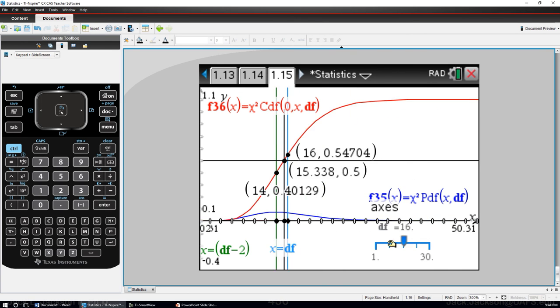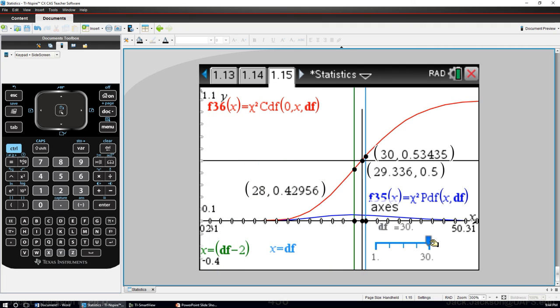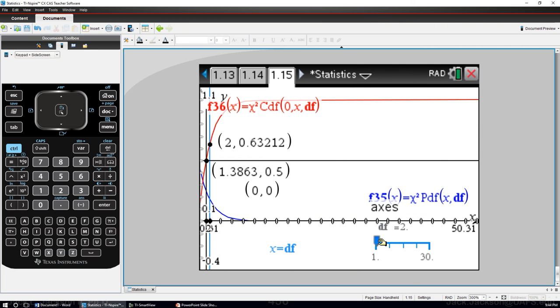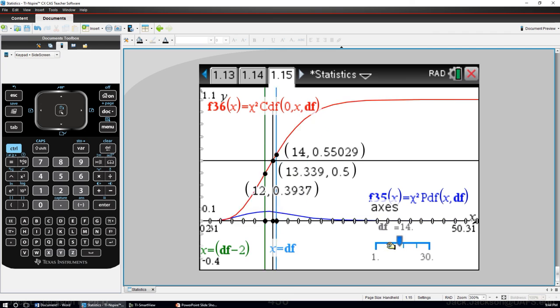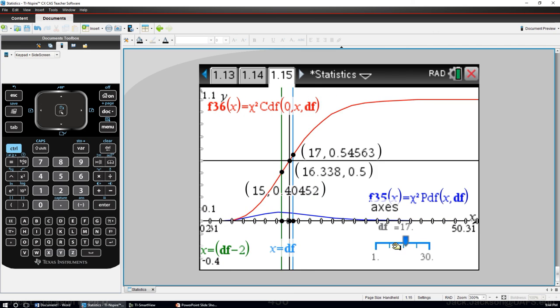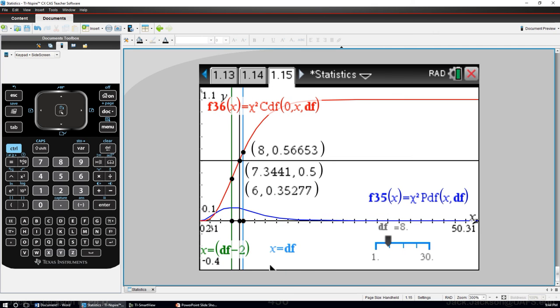So that gives you some dynamic looks at what happens as we have several different CDFs and PDFs graphed for chi-squares. In the next video, we're going to come back and do some calculations using the shortcuts that we have in our calculator.